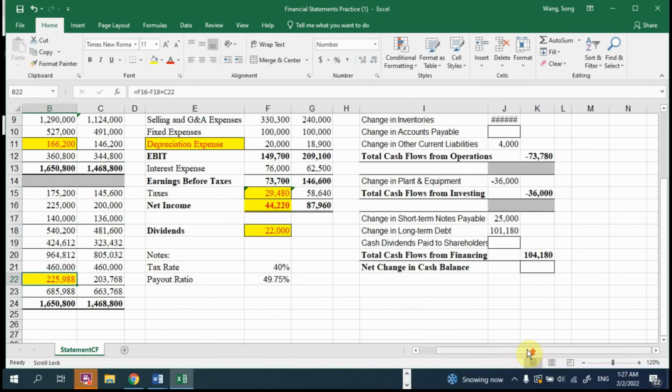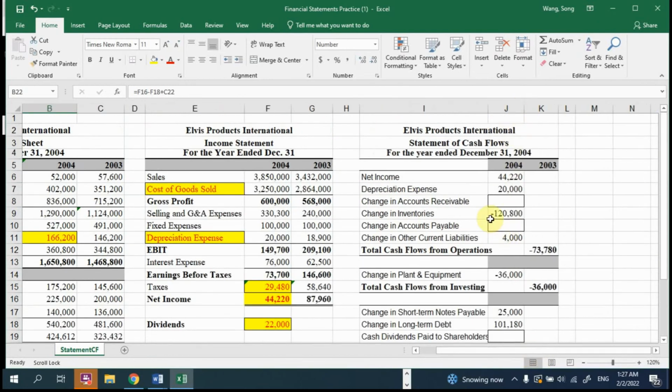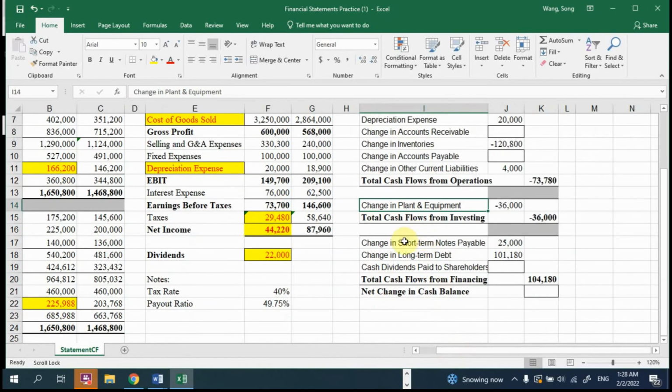All right, and then the last one is the statement of cash flows, and you will see we're gonna take a look at all the items here on the balance sheet, and then get a change of all these items. For example, accounts receivable, inventories, accounts payable, and all the others. And what else do you need to look at? You will see the change of plant equipment, which is also on the balance sheet. Plant equipment by itself is on the balance sheet. Short-term notes payable is on the balance sheet. Long-term debt is on the balance sheet.